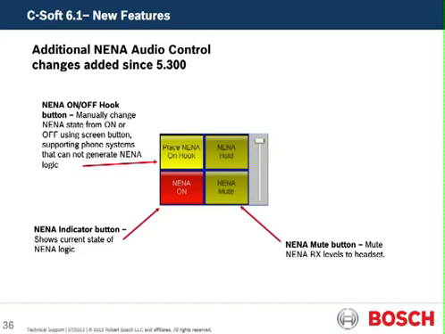The Nina mute button allows dispatchers to mute Nina RX levels to the headset or speaker if selected. Nina volume control adjusts the Nina RX levels to the headset. This is a critical volume control required with CSoft and 80 HB4s, as Nina audio now goes to CSoft and back down to the HB4.